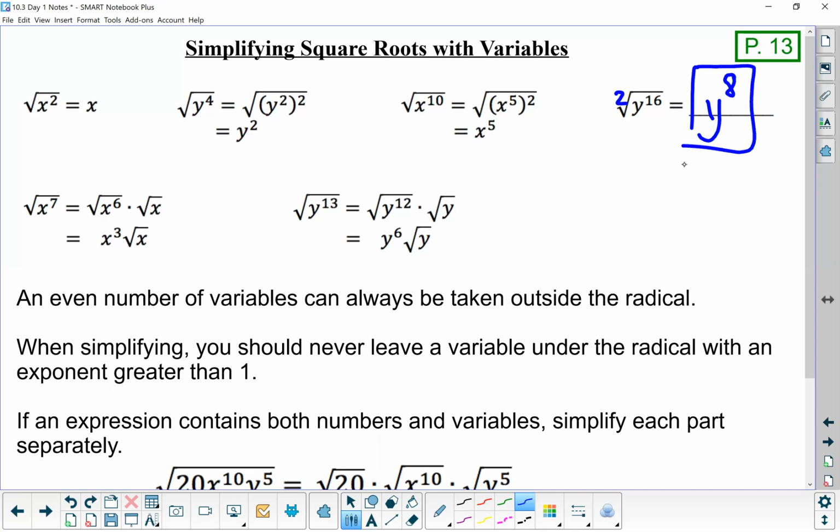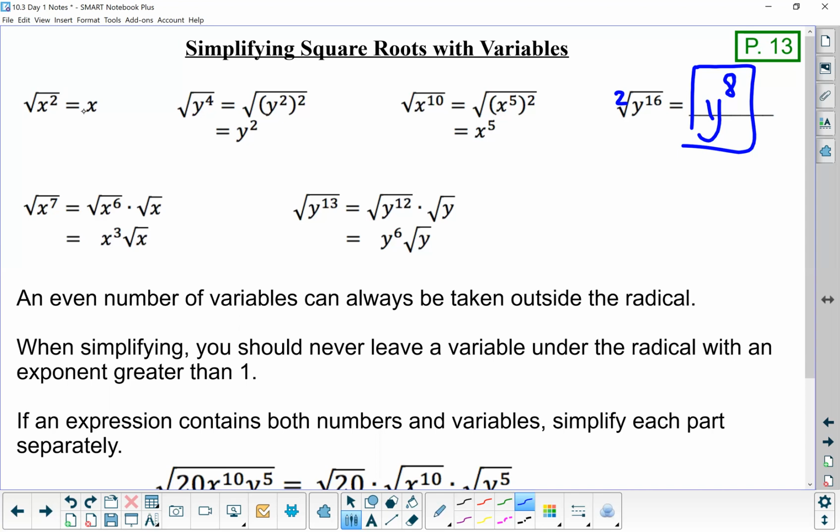And that would work for all of the previous examples as well. X squared, 2 divided by 2 is 1, so you get x to the first. Square root of y to the fourth, 4 divided by 2 is 2, so you get y squared. Square root of x to the 10th, 10 divided by 2 is 5, you get x to the 5th.